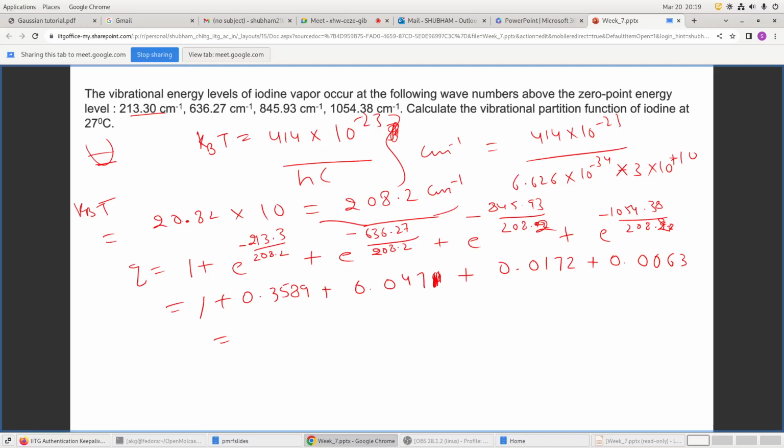So by adding this, 1 plus 0.3589 plus 0.0471 plus 0.0172 plus 0.0063, this value is 1.4295. So Q is 1.4295 at 27 degrees Celsius.